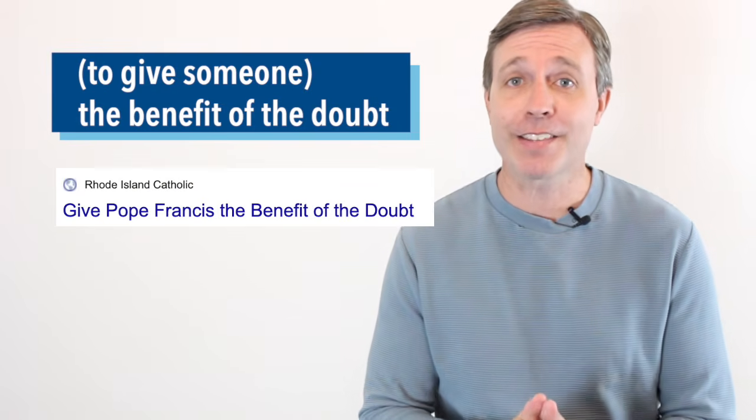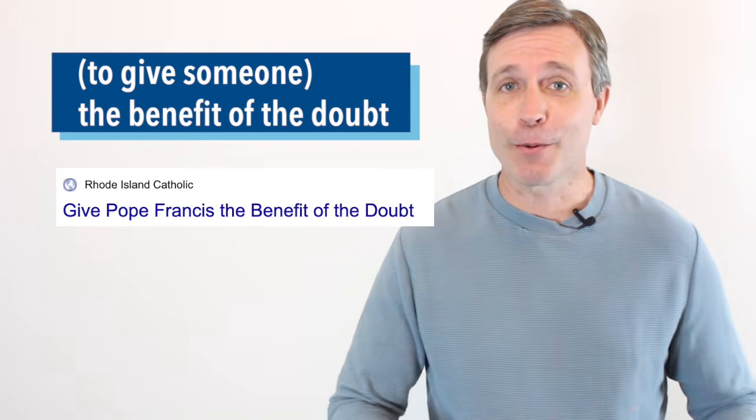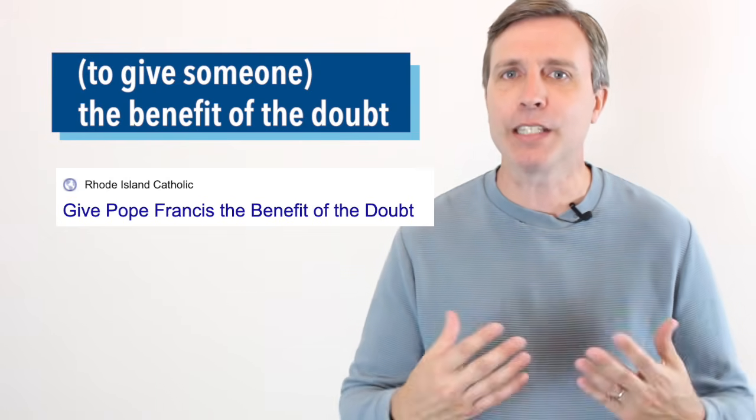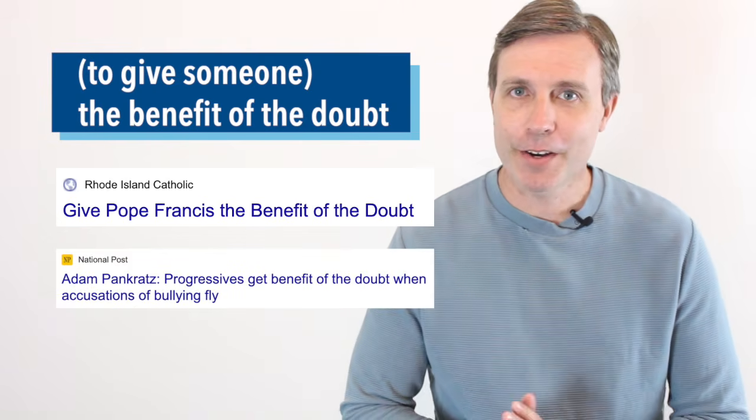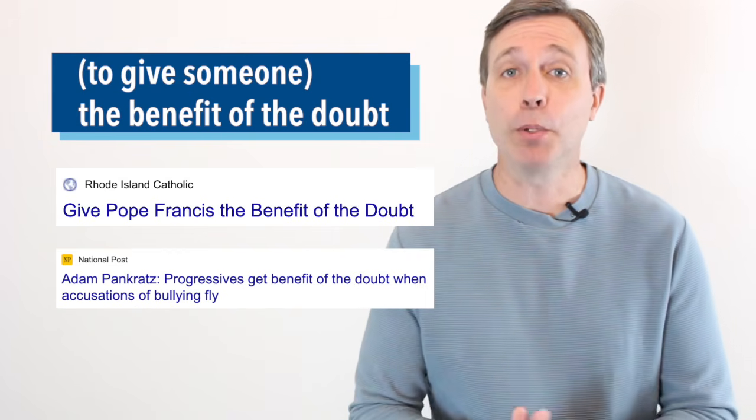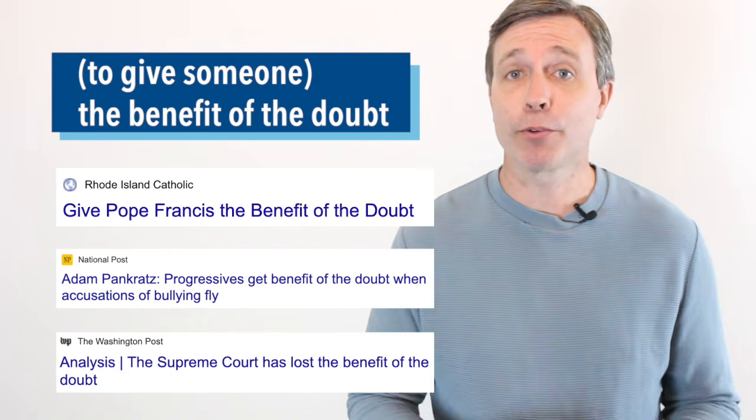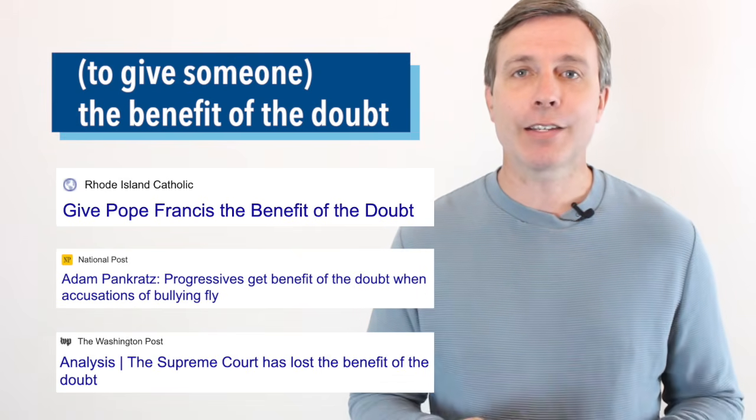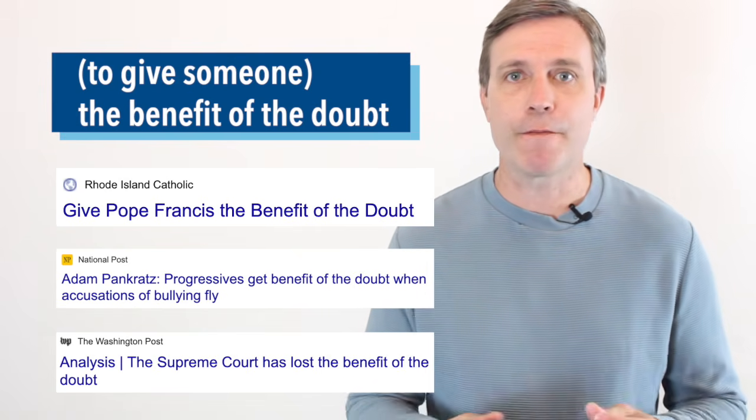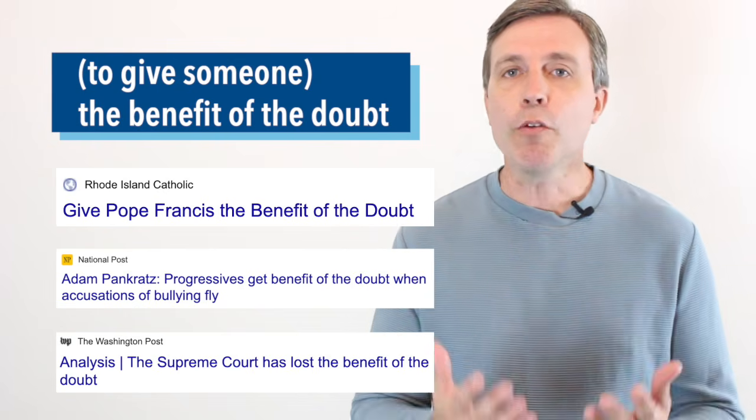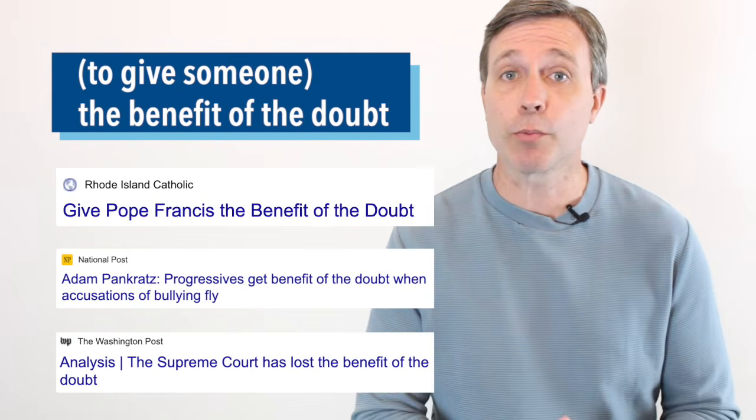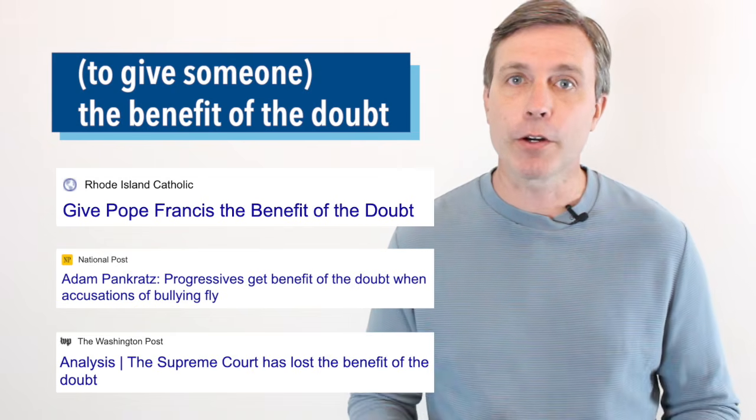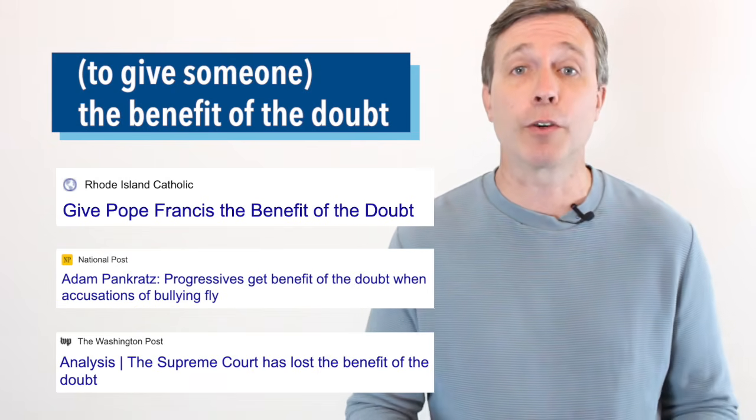Give Pope Francis the benefit of the doubt. I don't know what people are skeptical of, but the headline is saying, hey, just trust him, believe him. Progressives get benefit of the doubt when accusations of bullying fly. And the Supreme Court has lost benefit of the doubt. So with these last two headlines, I'd like to point out that verb that's being used. Overwhelmingly, you're going to use this with the verb give, to give someone the benefit of the doubt. However, you may use it with other verbs as well.